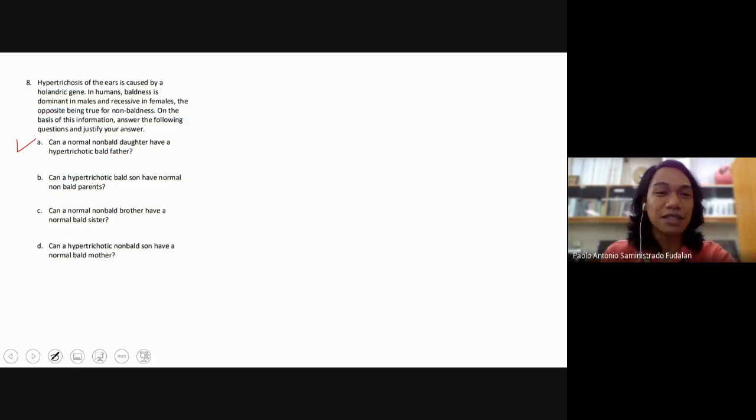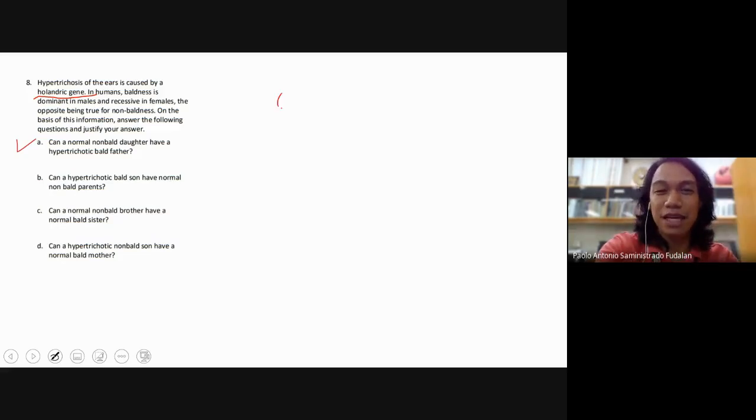Hypertrichosis of the ears is caused by a holandric gene. We need to understand what this means. What does holandric gene mean? Y-linked. All right. So if there's X-linked, like our examples a while ago, there's also Y-linked. Another term for that is holandric. Holy in males, andric. So hypertrichosis is holandric.